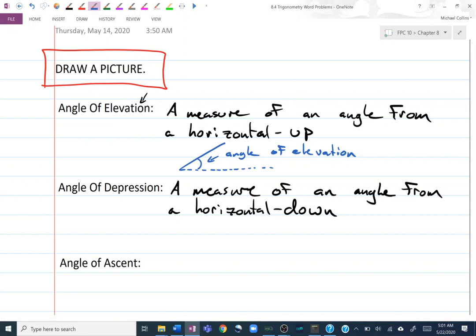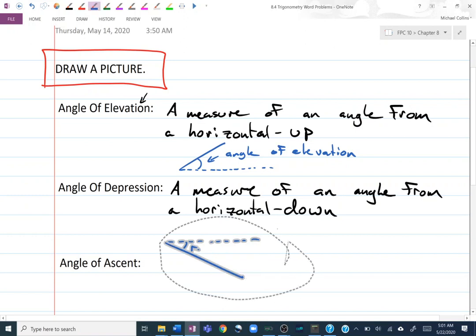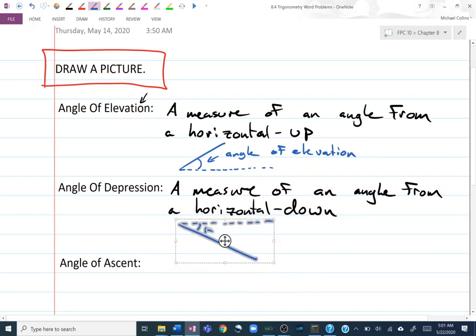So again, if we draw a little picture, here is our horizontal line, and then it's a measure down. So this could be an angle of depression. I think I've drawn this too big, and we're going to go into angle of ascent here. I might erase this line and draw it again, just so it doesn't go into my angle of ascent.